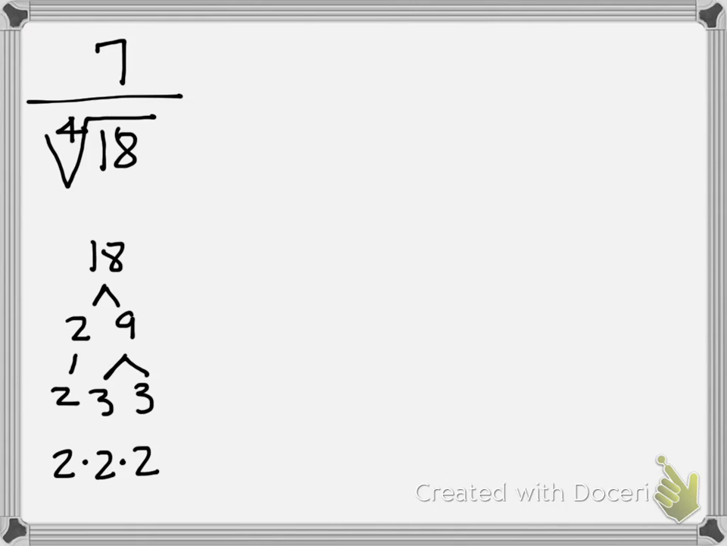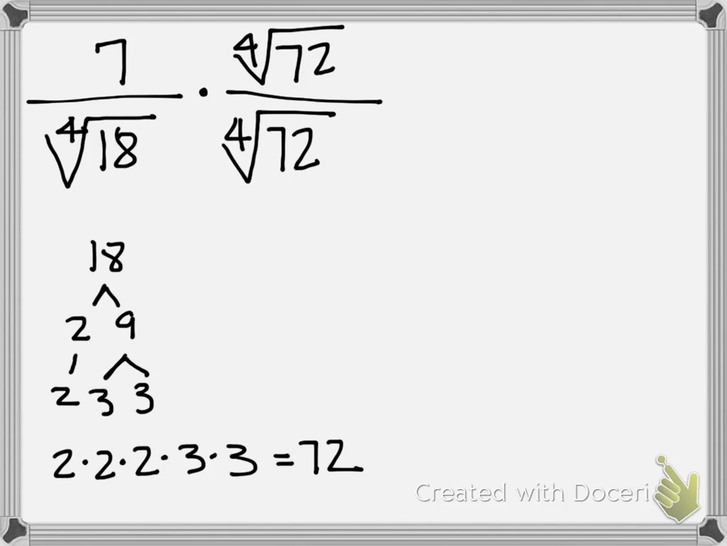What would we have? If I have 3 extra 2s, that would make the 2 a group. And 2 more 3s would make another group of 3s. So I can get rid of the radical sign in the denominator. If I multiply that, I get 72. So as a result, I'm going to multiply this by 1, by the 4th root of 72 over the 4th root of 72 in this case. You see?